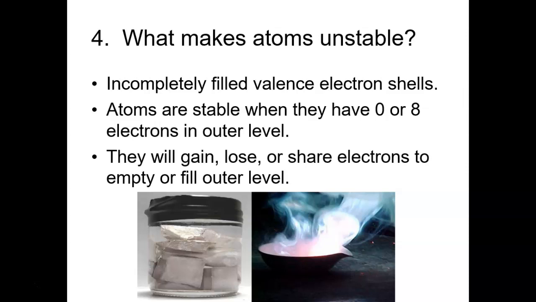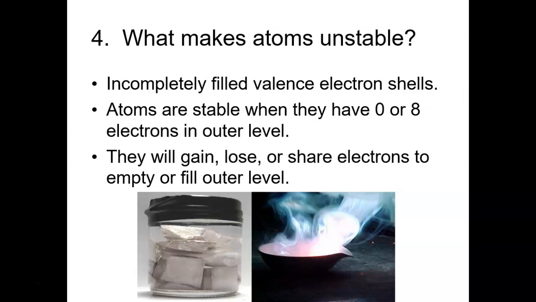However, they will sometimes gain, lose, or share electrons to either empty out or fill out a level. And that tends to happen more if an atom has between 1 and 7 electrons. They want to be able to have full electron shells. And as we're going to see, it's possible to have a full electron shell or a full electron level by sharing electrons as well as stealing them away or giving them away.